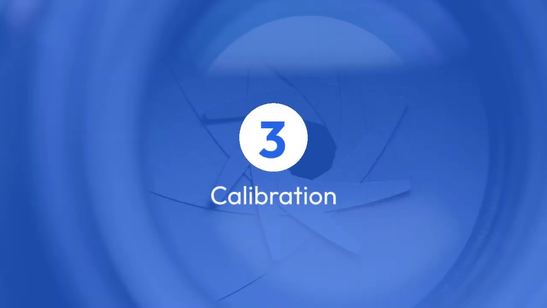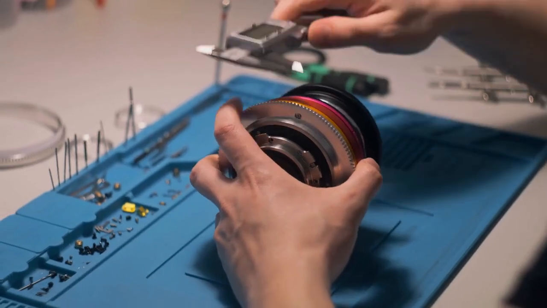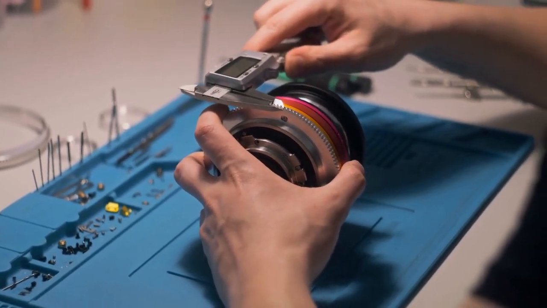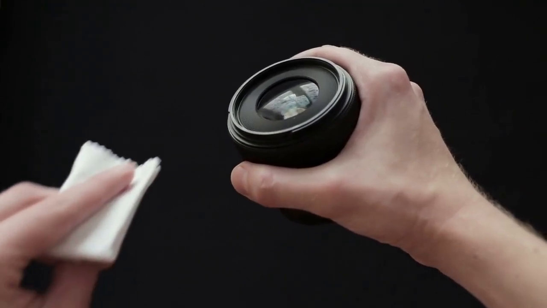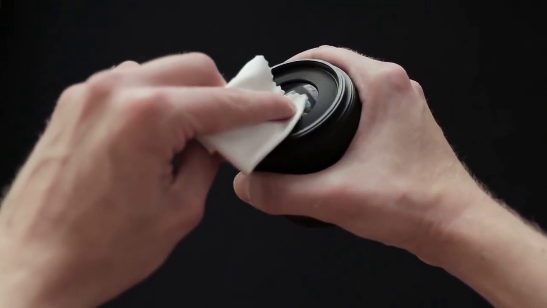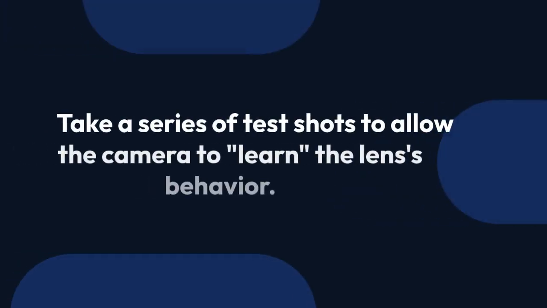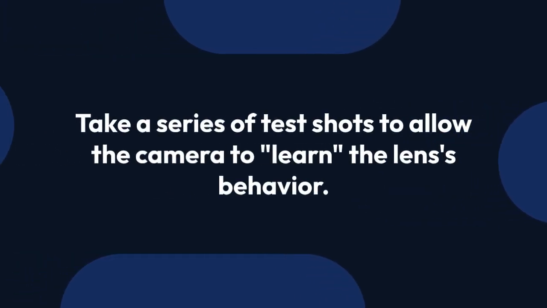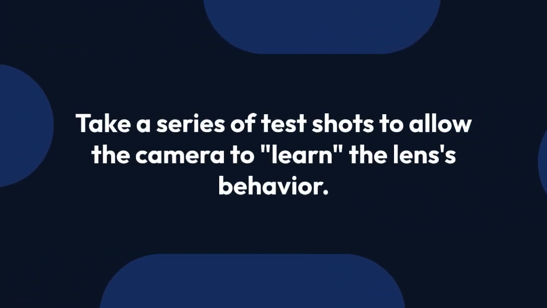3. Calibration. Many cameras allow for lens calibration. This process helps the camera accurately interpret the lens's data. Refer to your camera's manual to find the calibration settings and perform the necessary steps. This often involves taking a series of test shots to allow the camera to learn the lens's behavior.